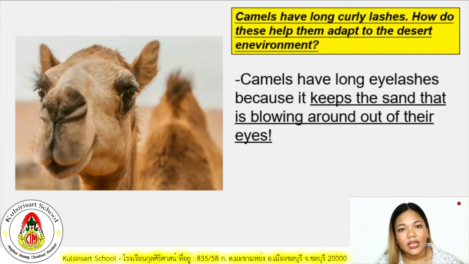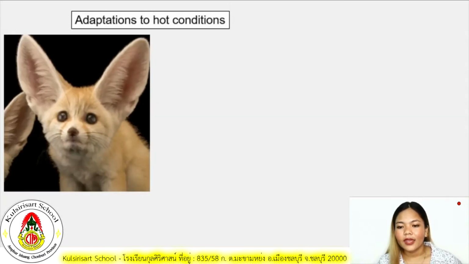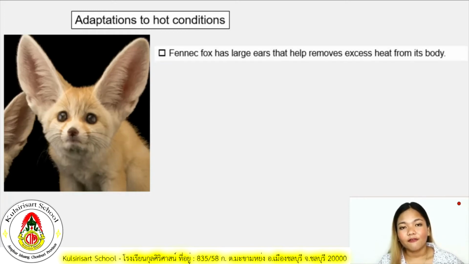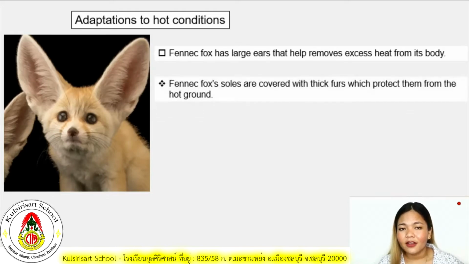Adaptation in hot conditions. Some animals have features which help them adapt to hot conditions. Okay, we have here another example still under adaptations to hot conditions. We have here a picture of a fennec fox. A fennec fox has large ears that help remove excess heat from its body. As you can see here in the picture, this fox definitely has large ears. And these ears are not only features of the animal, but they also help it remove excess heat from its body.